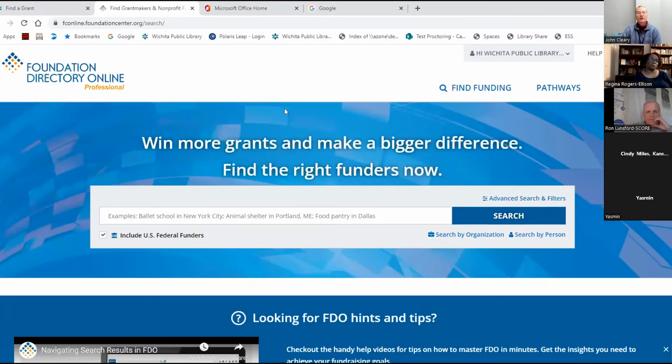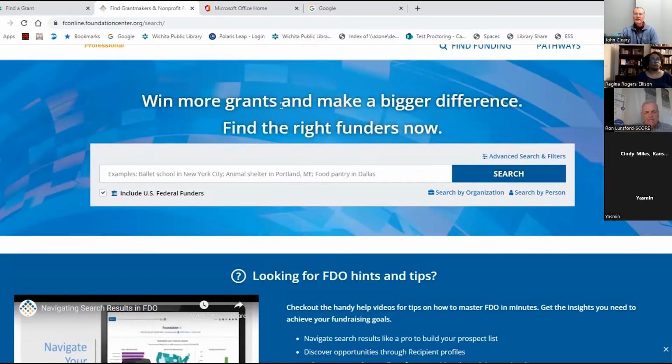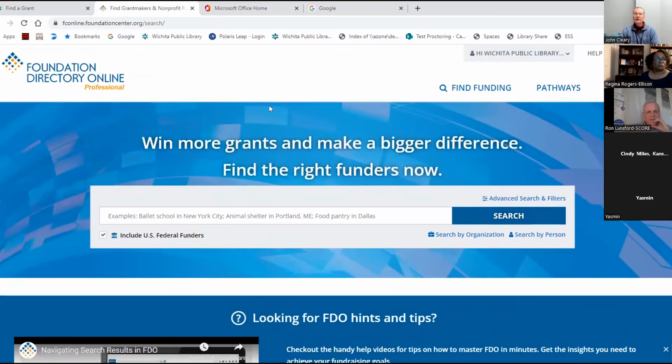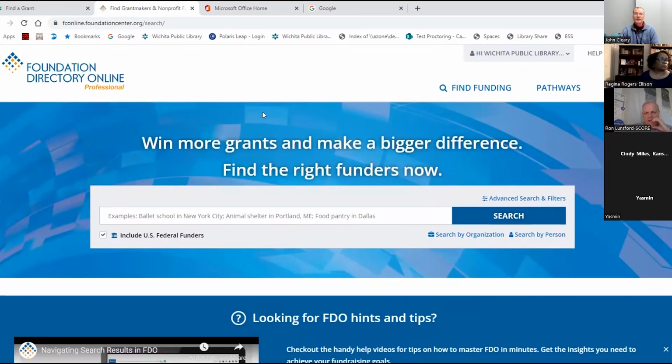But this is the Foundation Directory Online, and it allows you to search for grants from over 100,000 private foundations, public corporations, and government agencies all over the country. It's fairly straightforward to search. Once you sit down at a library terminal, you'll just click on an icon that says Foundation Directory Online, and it'll take you straight to this page. There's also some limited searching you can do from home with your library card. If you go to the library's website, you'll find a link to that on this grants page that we've developed.